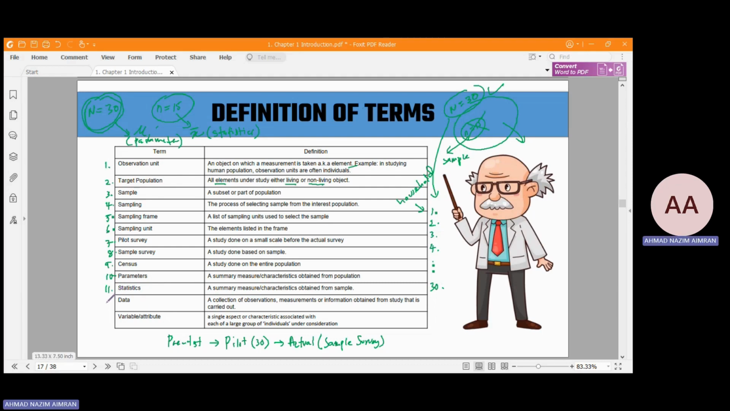The next one is data. All of us already know what data is. It is a collection of observations, measurements, or information obtained from a study that is carried out. It can be qualitative data or quantitative data, and the data can be in the form of images, text, numbers, and so on. Variables or attributes are a single aspect or characteristic associated with each of a large group of individuals under consideration. It is basically what we would like to study in the data, and it is called a variable.